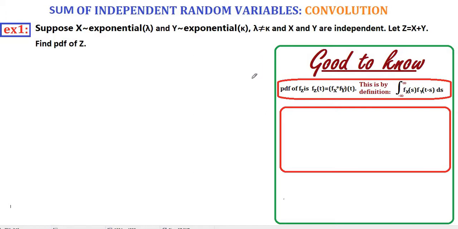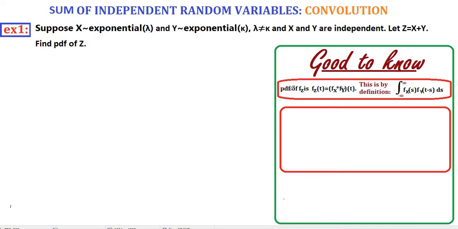This is example 1. Suppose X is exponential with parameter lambda and Y is exponential with parameter kappa. Lambda is not equal to kappa, and X and Y are independent variables. Let Z be X plus Y. Find the PDF of Z.